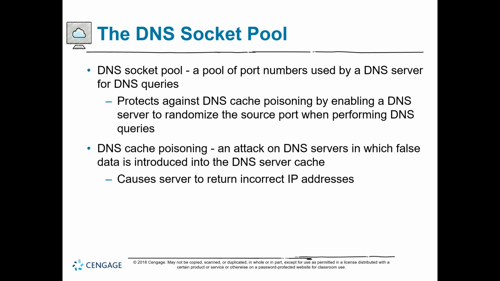DNS socket pool is a pool of port numbers used by a DNS server for DNS queries. It protects against DNS cache poisoning by enabling a DNS server to randomize the source port when performing DNS queries. DNS cache poisoning is an attack on DNS servers in which false data is introduced into the DNS server cache, which causes the server to return incorrect IP addresses.